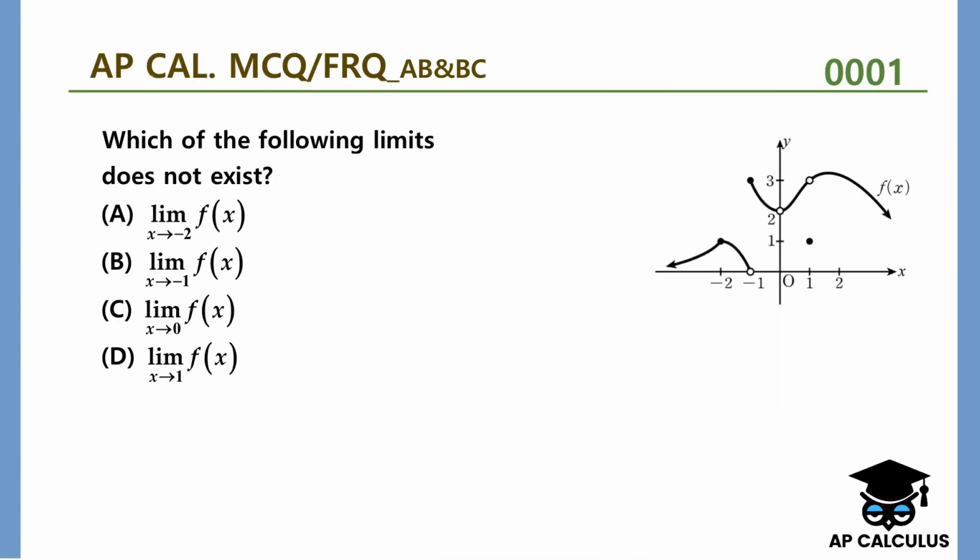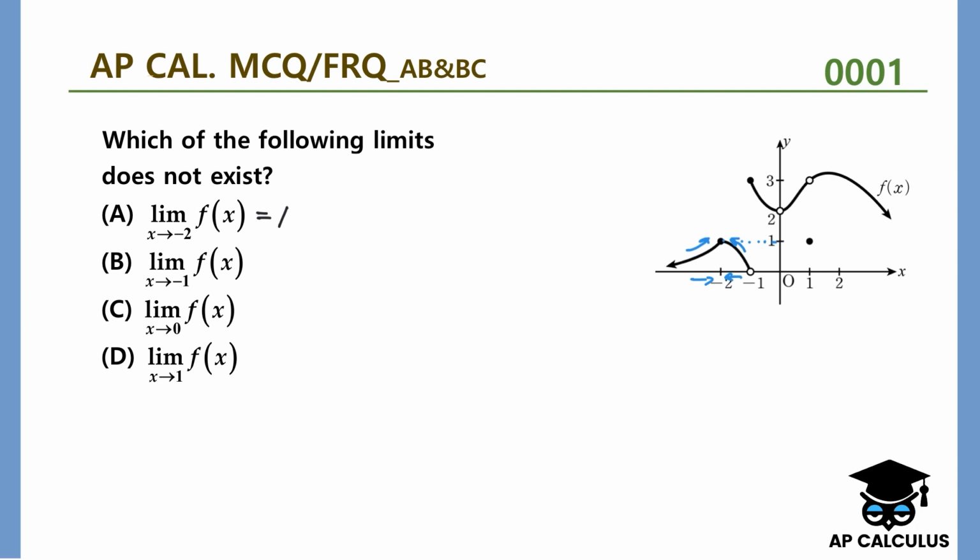Question number 1. Which of the following limits does not exist? Answer choice A, we have the limit as x approaches -2. So let's look at this graph. As x approaches -2 from the left-hand side, it approaches 1, right? From the right-hand side, it also approaches 1, right? So answer choice A is equal to 1.